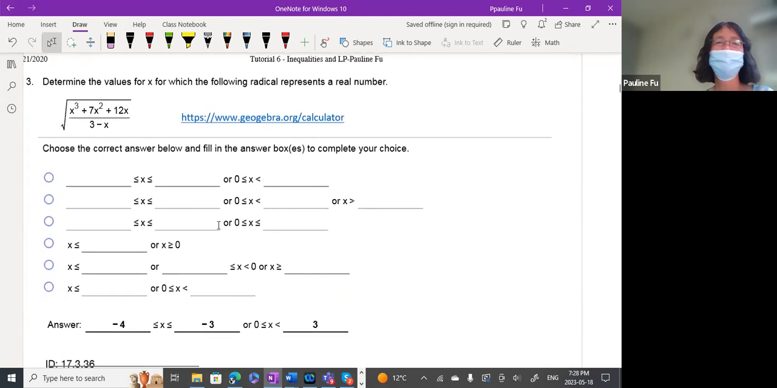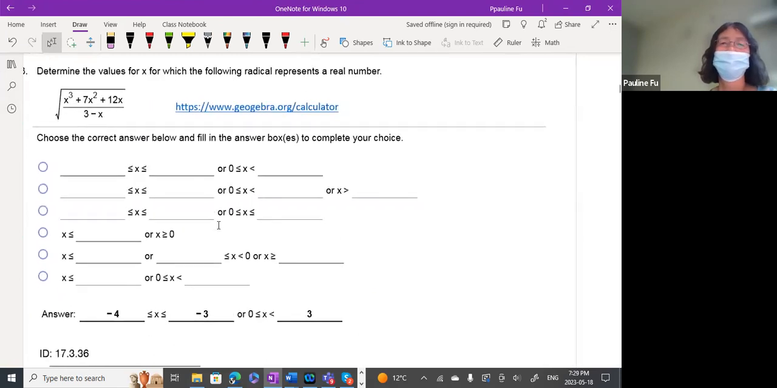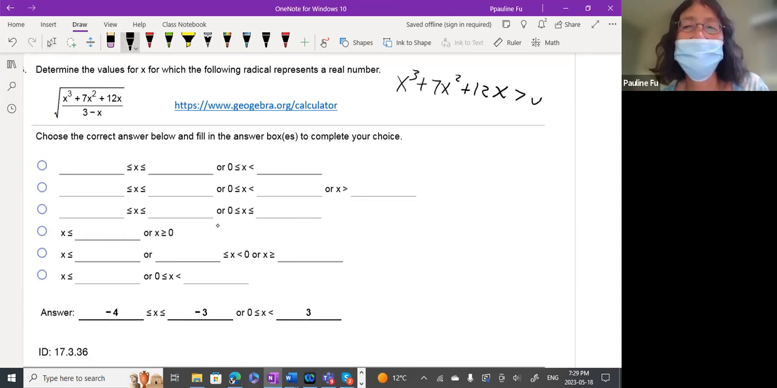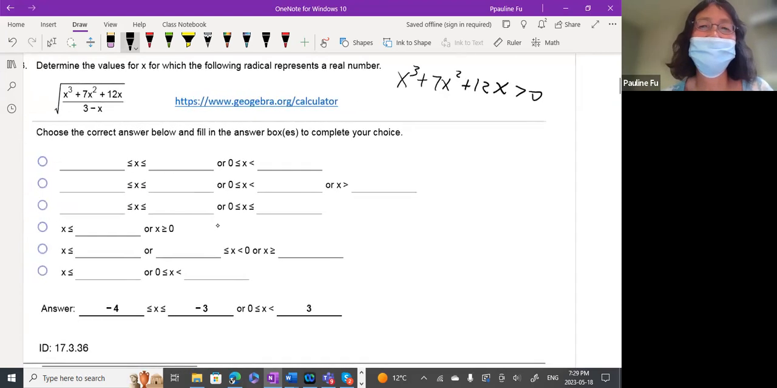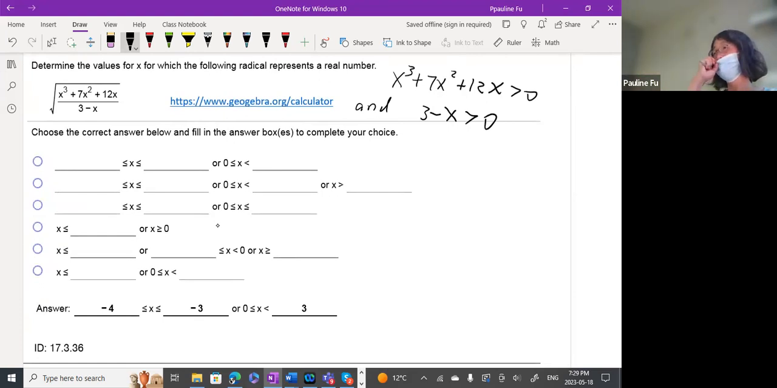Determine the value for x for which the radical represents a real number. Okay. In order for this radical to be a real number, we need something on the top, the numerator position, this one greater than zero, and the denominator, 3 minus x greater than 0. If they're both greater than zero, this radical will be a real number. This is situation one. Or it could be if they're both negative, because negative divided by negative becomes positive. So this radical is also a real number.